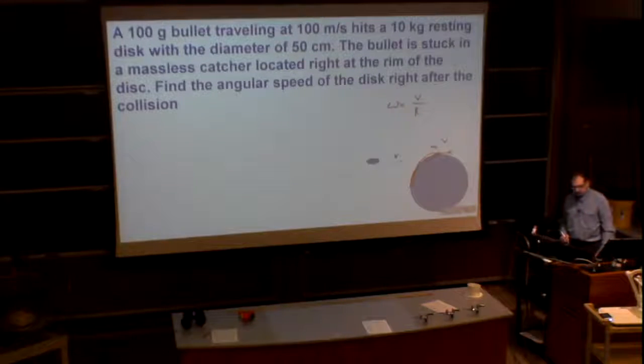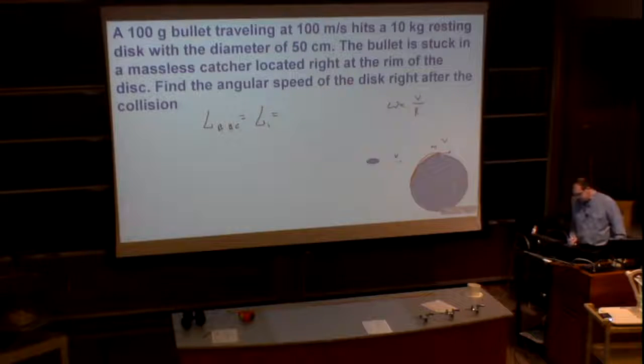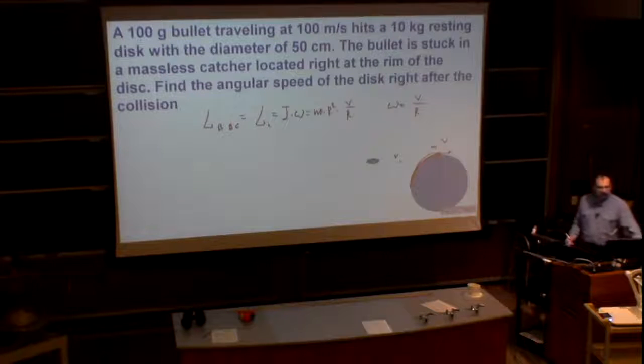And now we can calculate the effective angular momentum of this bullet before the collision, which is the initial angular momentum of the system because the disk was at rest. And how do we do that? I times omega. A bullet is a tiny particle. The moment of inertia of that particle is mass times r squared. And we can replace the angular velocity with the linear speed over radius. That's it. That's our initial angular momentum.